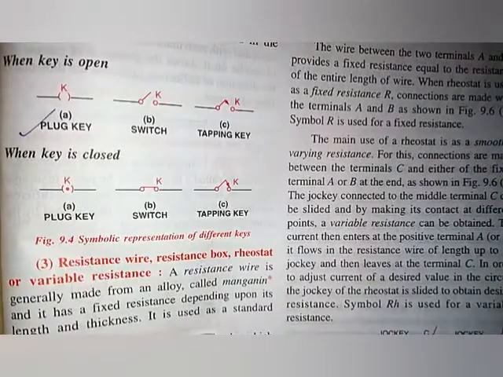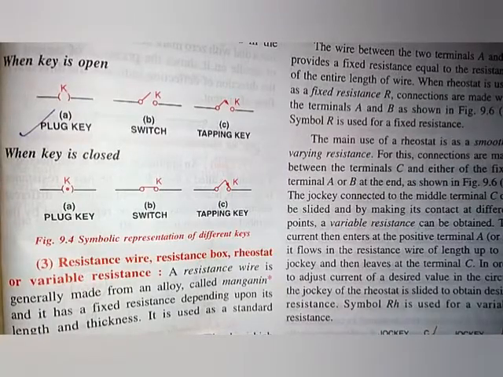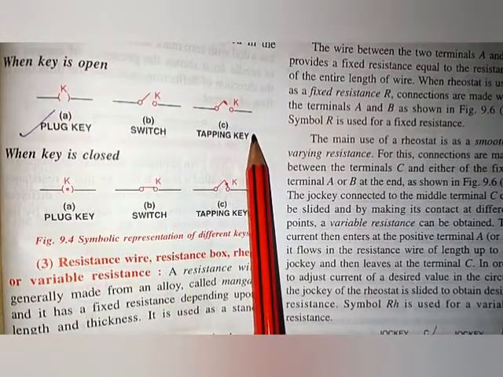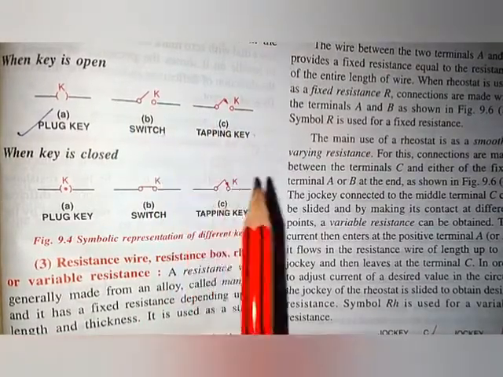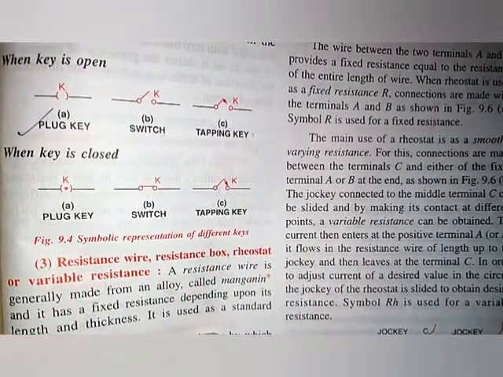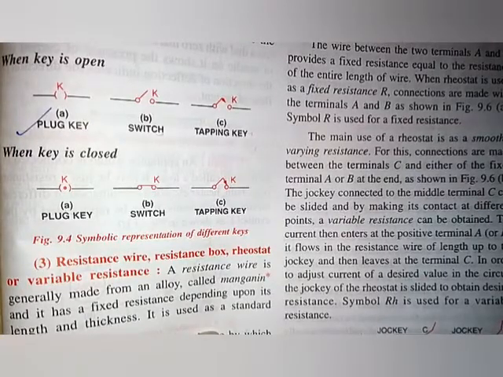Key. It is used to put the current on and off in a circuit. It may be either a plug key, a switch key, or a tapping key. When the key is open, the circuit is incomplete and is called an open circuit. When the key is closed, current flows through the circuit and it is said to be a closed circuit. A tapping key is used when current is momentarily needed in the circuit.